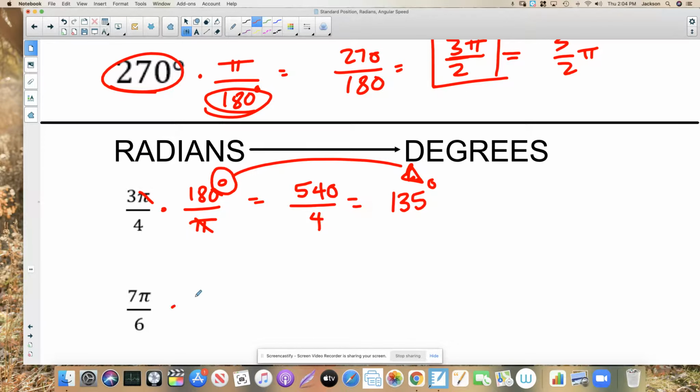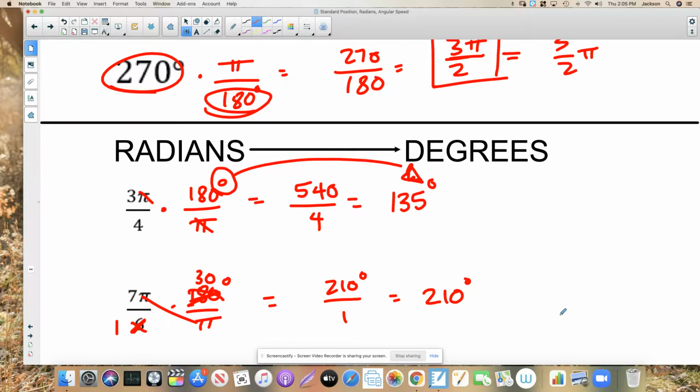7 pi over 6, same thing. I like writing the pi on top, so I know that the pi goes on the bottom when I'm doing this conversion. Okay, I can even cross cancel here. I could have cross canceled here if I wanted to too, but I can cross cancel here too. 6 is a factor of 180, right? 6 goes into 180 30 times. So if I cross cancel the 6 and the 180, I get 7 times 30, which is 210. And on the bottom, I just have a 1. Oh, forgot that degree symbol again. So we get 210 degrees.